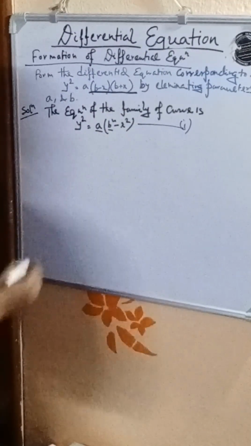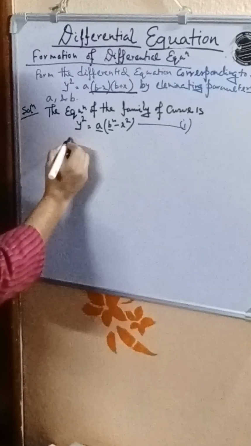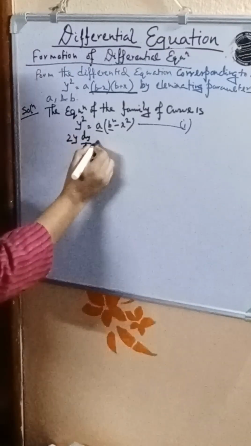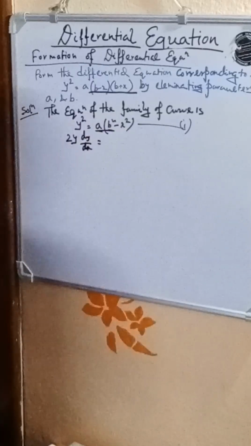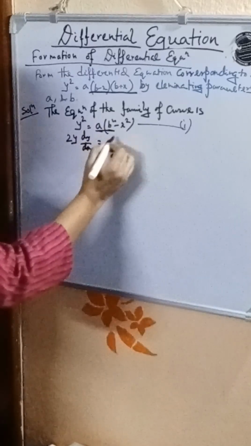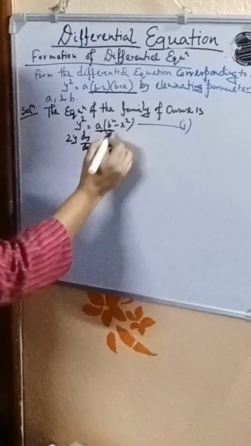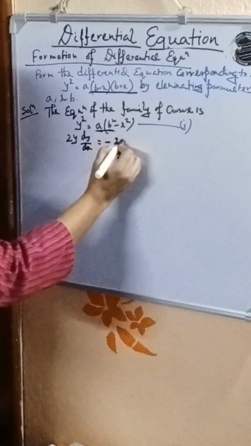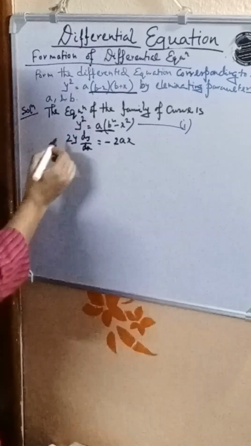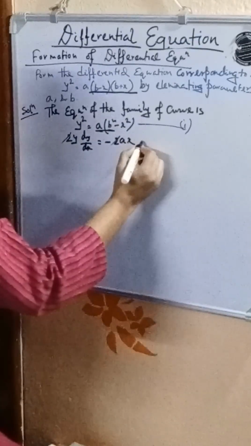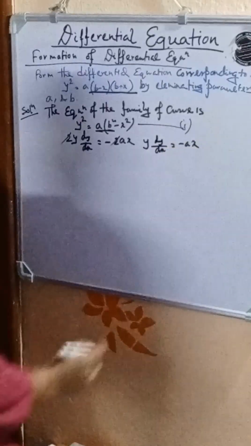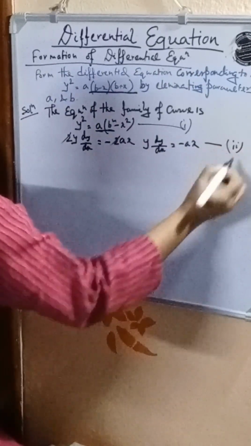Differentiate this equation with respect to x, we get 2y dy/dx. This is constant, so the derivative of this is 0. The derivative of x square is minus 2x. Now cancel 2: y dy/dx equals minus ax. This is equation number 2.